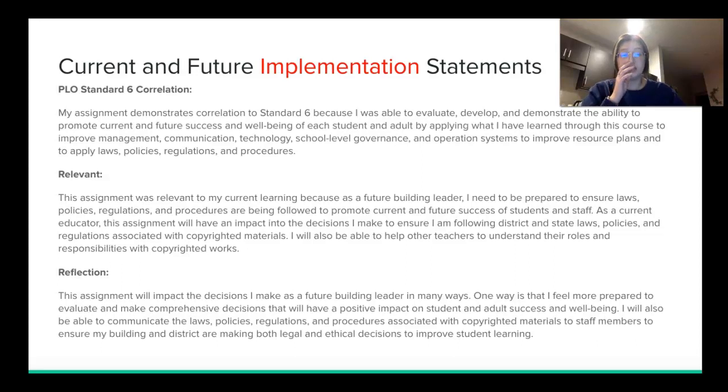So, the reflection. This assignment will impact the decisions I make as a future building leader in many ways. One way is that I feel more prepared to evaluate and make comprehensive decisions that will make a positive impact on student and adult success and well-being. I will also be able to communicate the laws, policies, regulations, and procedures associated with copyrighted materials to staff members to ensure my building and district are both legal and ethical in making ethical decisions to improve student learning.